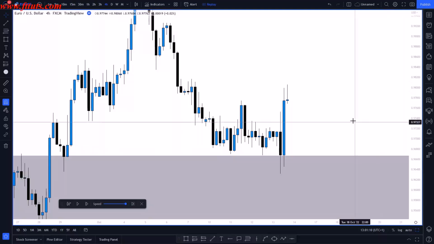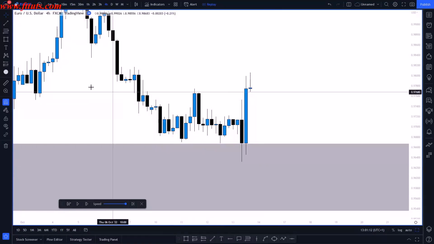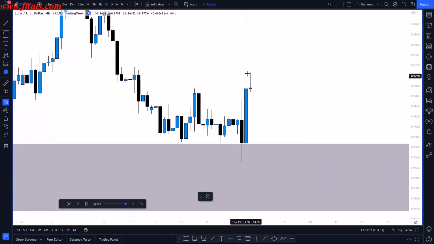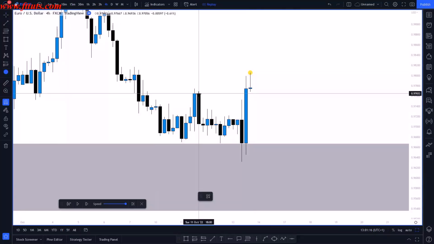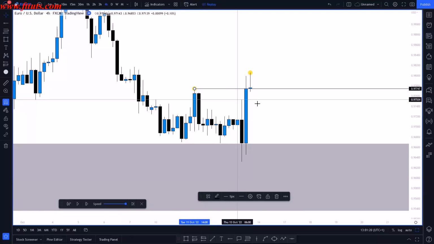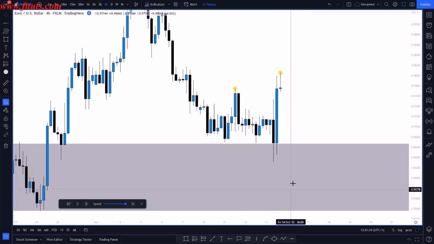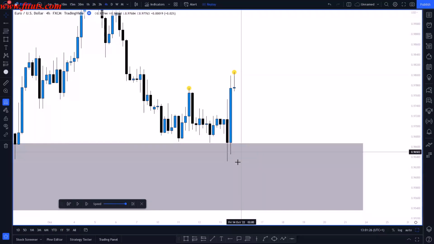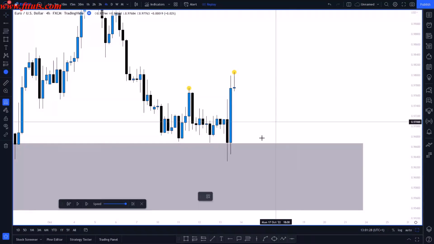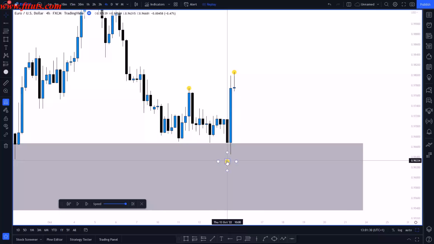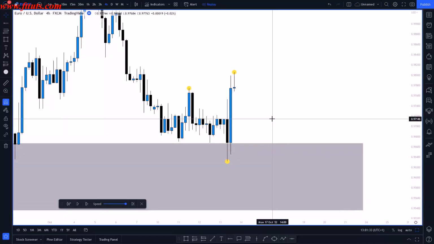Now, as we will see right here, a new high was created up there because price broke above this point right here. So price broke above, creating a new high. This means that we are in bullish structure, and we're in bullish structure until this low right here is broken. So we're only looking for buys.